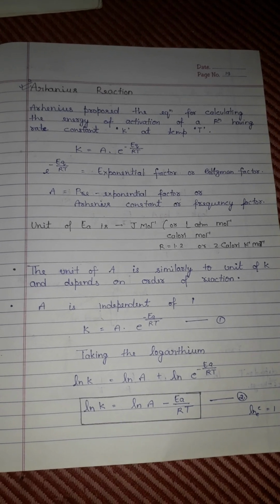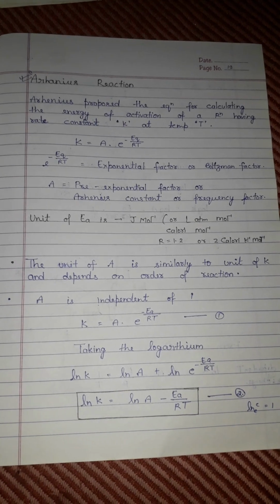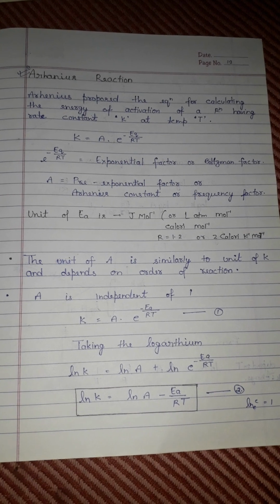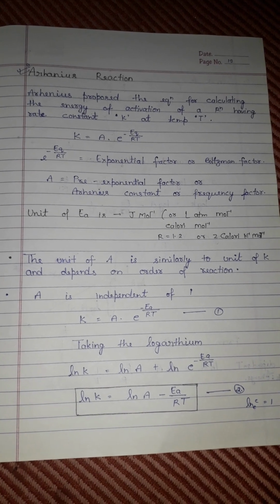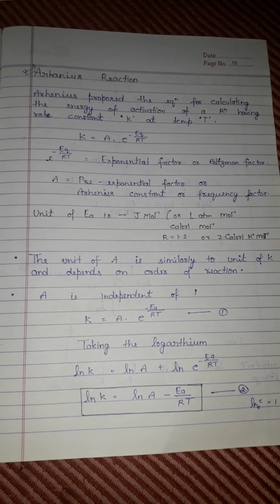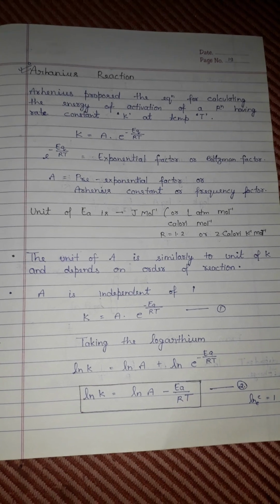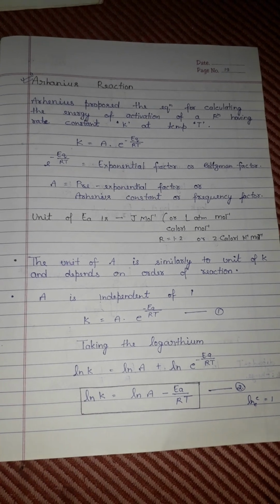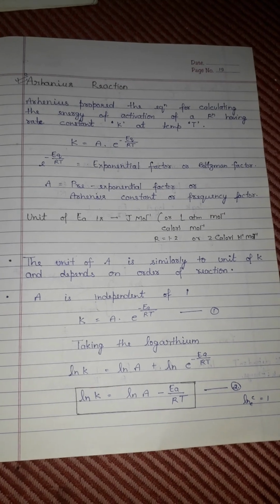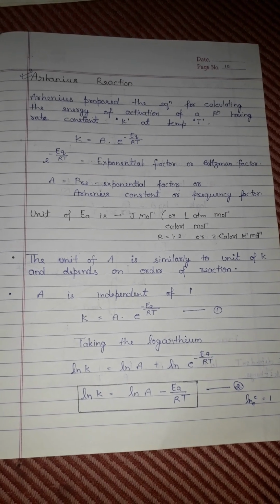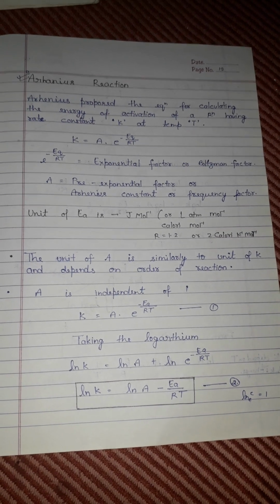Now we discuss the Arrhenius equation. Arrhenius proposed the equation for calculating the energy of activation of a reaction having rate constant K and temperature T. K is equal to A into e to the power minus Ea upon RT, where e to the power something is the exponential factor or Boltzmann factor. A is the pre-exponential factor. The unit of Ea is joule per mole. The unit of A is similar to the unit of K and depends on the order of reaction.